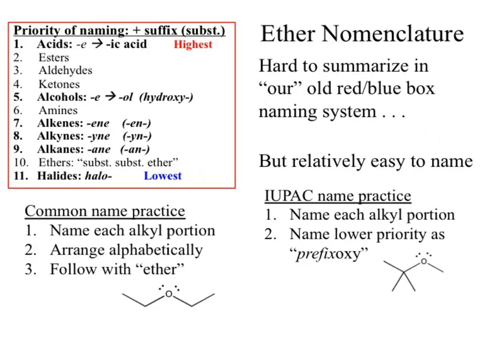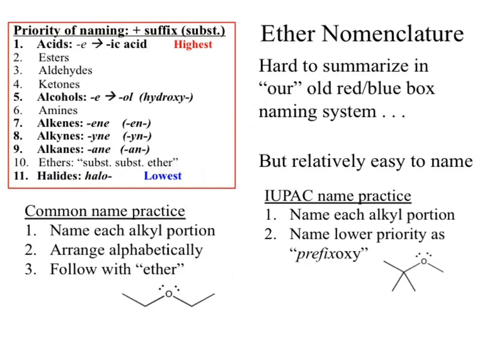When we look at our ether nomenclature, it's a lot harder to summarize it in that red-blue blocks naming system that I put together. The red part is helpful because that at least gives us our priorities, and you'll notice where our ethers show up as far as priorities go. They're right at the very bottom of that list, just a step above halides. So if we have any other functional group in there, we won't name it as an ether. We'll name it based on one of the other functional groups. Okay? So, two primary ways to go through and name these. It may not match the blue box directions that we had before, but the new rules for naming these aren't that difficult either.